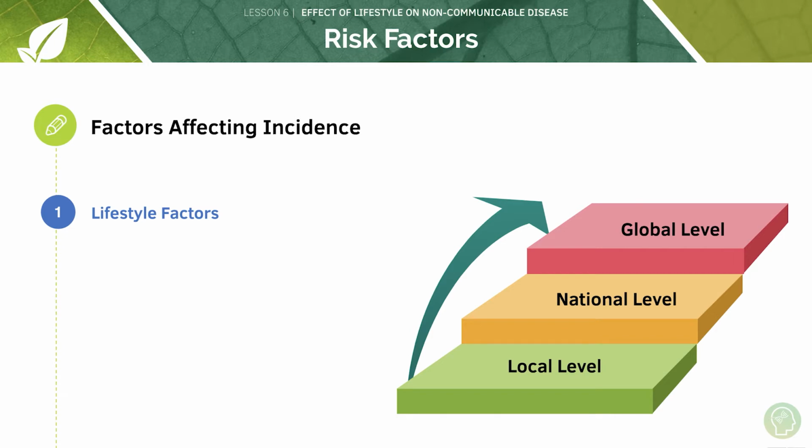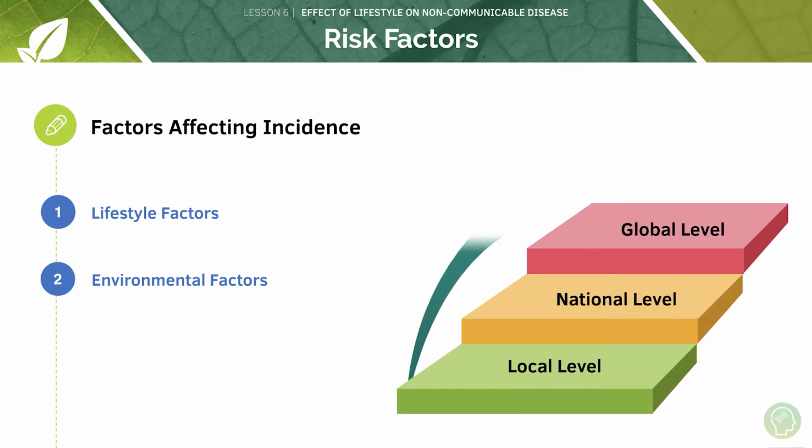So going back to factors affecting incidence, so we have lifestyle factors which can increase your risk of non-communicable disease on a local level. But on a national level, an impoverished area may have more lifestyle factors contributing to non-communicable disease than a different area. So for example, a poorer area may have increased alcohol intake and smoking, leading to a greater incidence of these diseases on a national level. And globally, if a country is less economically developed, it may have a worse lifestyle, therefore leading to higher rates of these diseases on a global level.